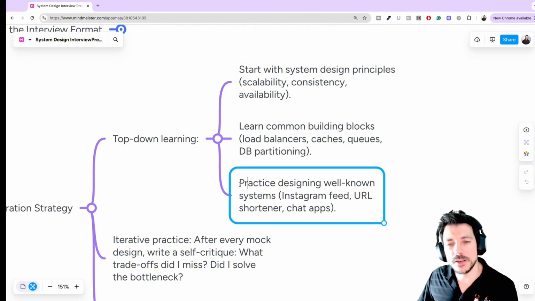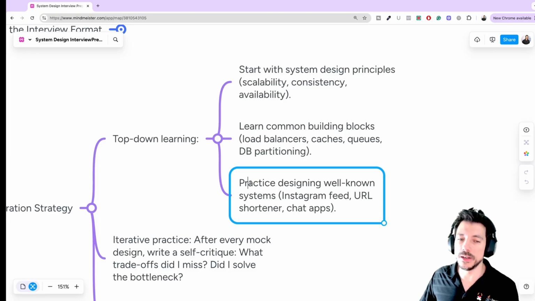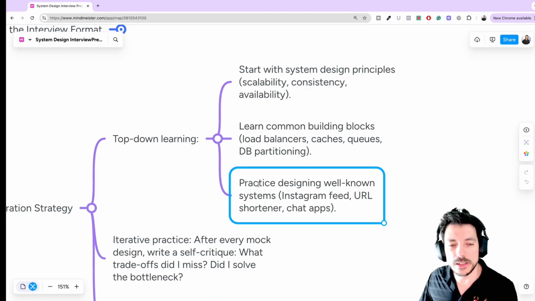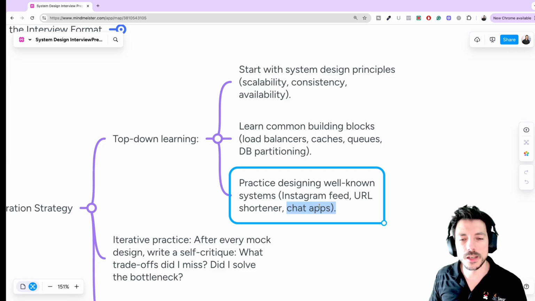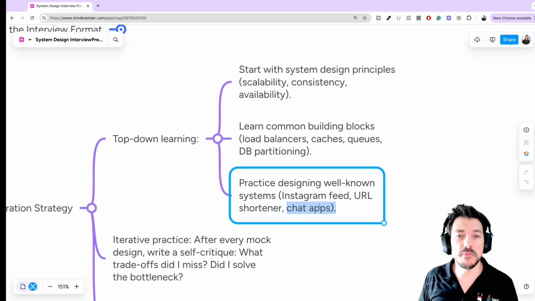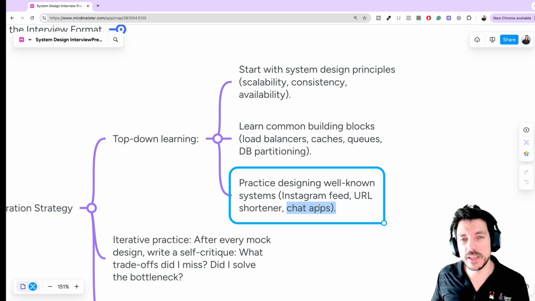And it's also important that you practice designing well-known systems. Like Instagram, it's very popular. Could be the URL shortener, chat apps. Nowadays they might ask you, oh, build ChatGPT. And you're going to have to come up with the design, right? They're going to ask you about any popular app. Could be, I don't know, Discord, could be Zoom, could be X, it could be LinkedIn, could be anyone.